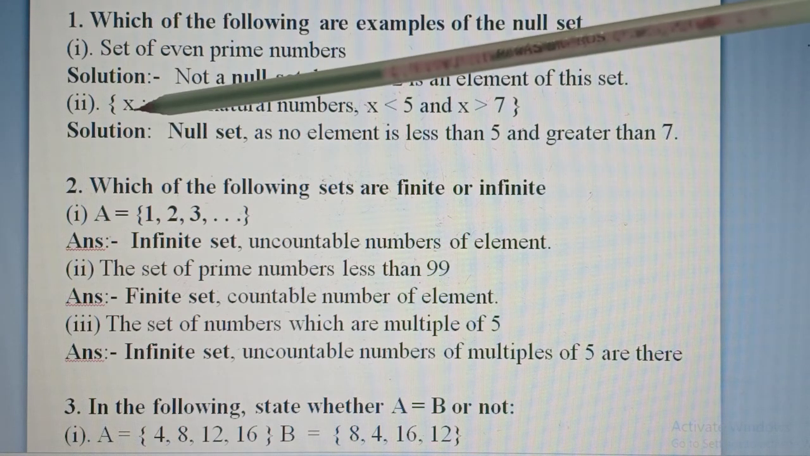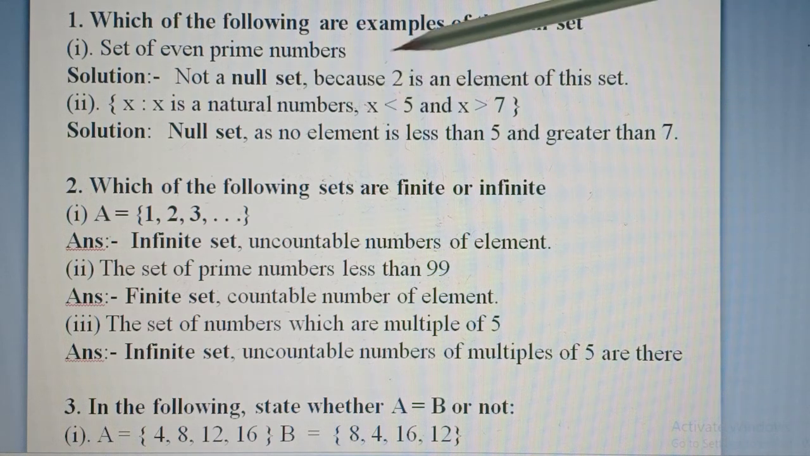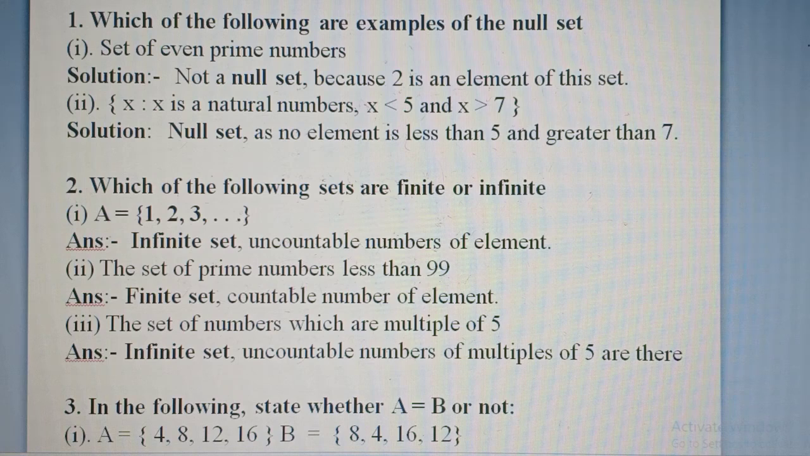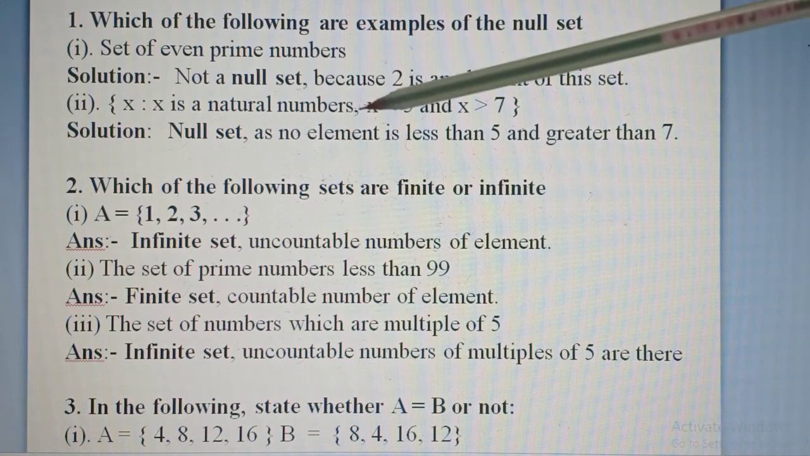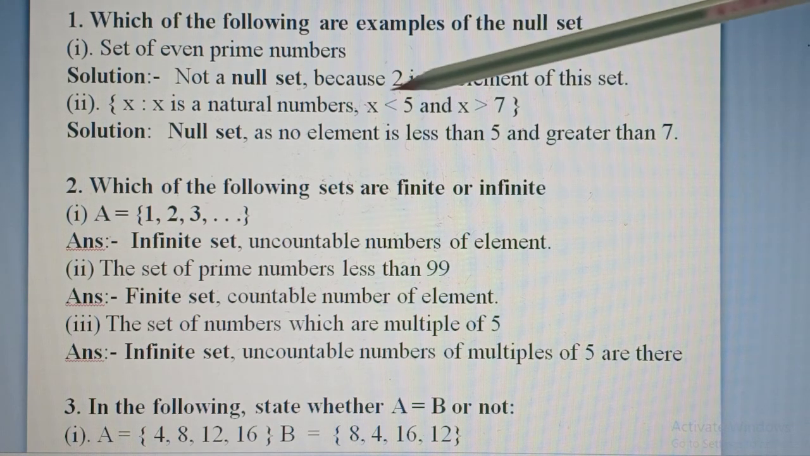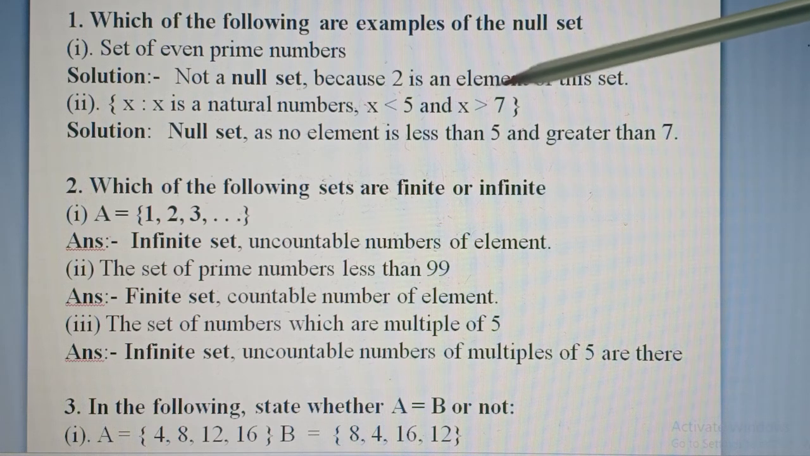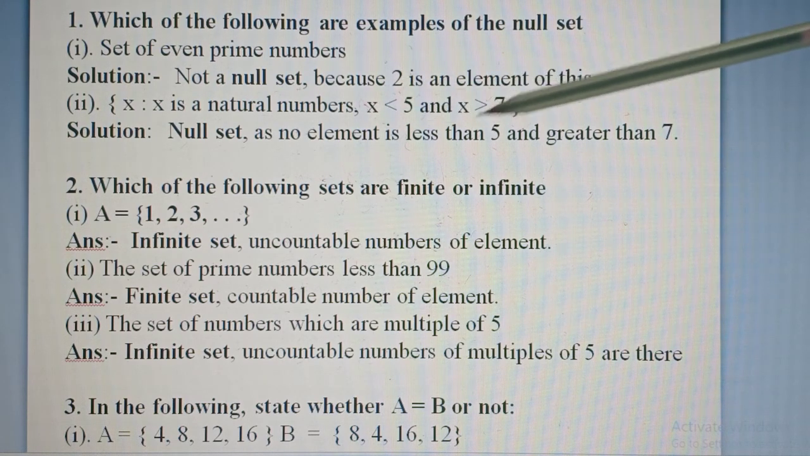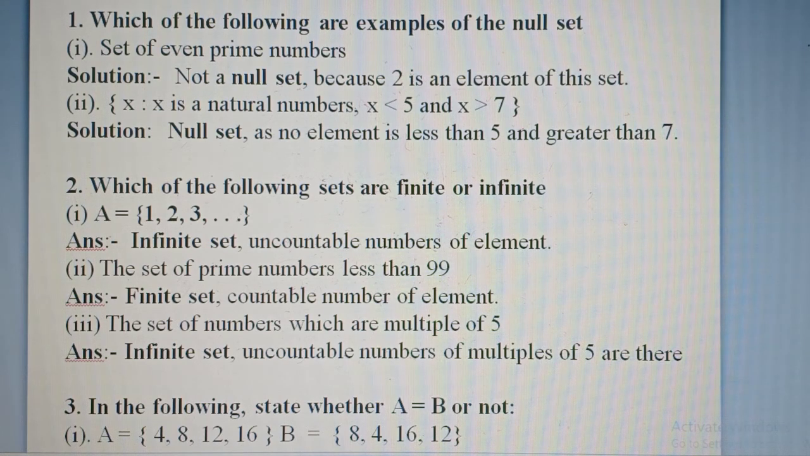Second one is x such that x is a natural number, x less than 5 and x greater than 7. So students, it is a null set because we cannot find a value x for which x less than 5 and x greater than 7, where both inequalities are satisfied by x. So there are no such natural numbers, so it is a null set.